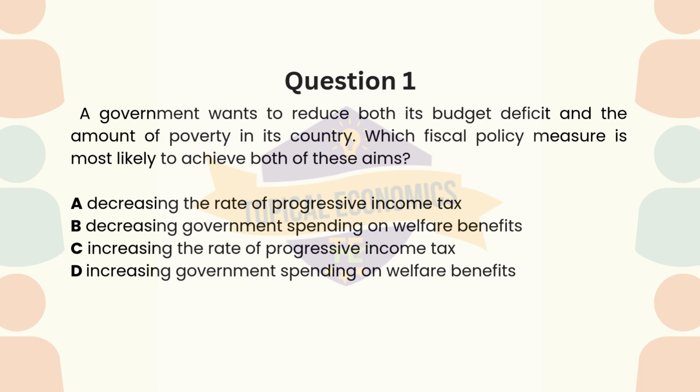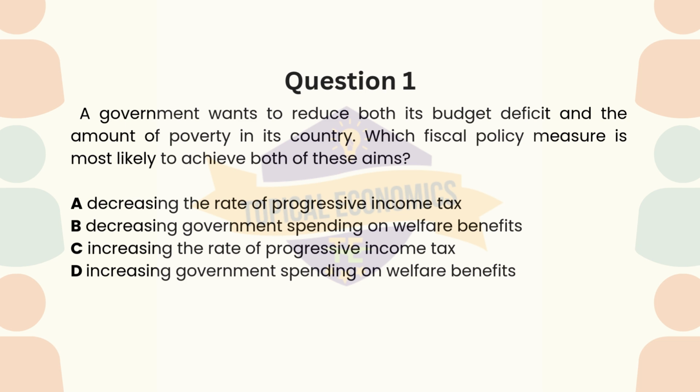Starting with our first question, this is from May-June paper 2022 version 2. A government wants to reduce both its budget deficit and the amount of poverty in its country. Which fiscal policy measure is most likely to achieve both of these aims? And they have given us options. So let us analyze the options and see which fits this answer.